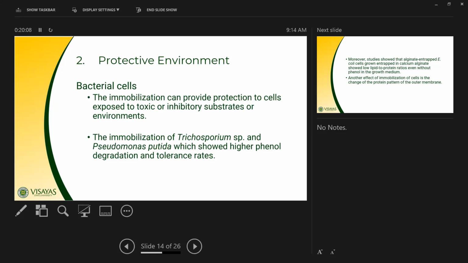So they can still be reused for the next production or the next fermentation. Okay, the immobilization of Trichosporon sp. and Pseudomonas putida showed higher phenol degradation and tolerance. Great. So in this case, the phenol degradation and tolerance rates are increased. Phenols can be toxic, and this one is a fungal cell. Pseudomonas, I think, is a bacterium. Trichosporon is a fungus, right? I think so. Yeah, and tolerance rate. Okay, so it really protects against toxic substances in the outside environment.